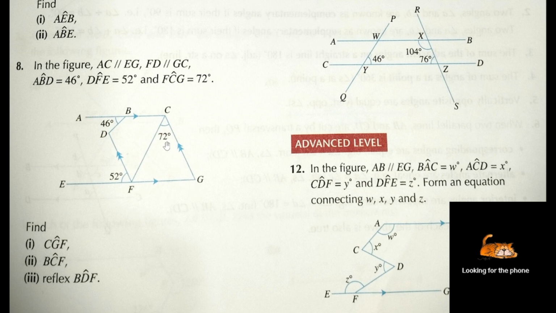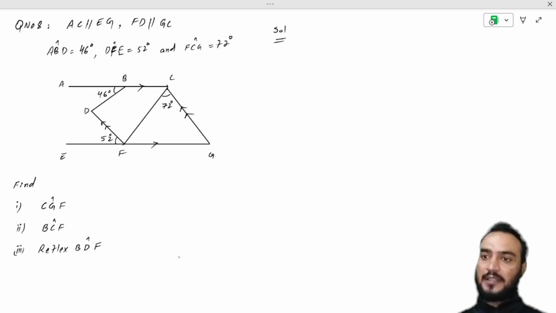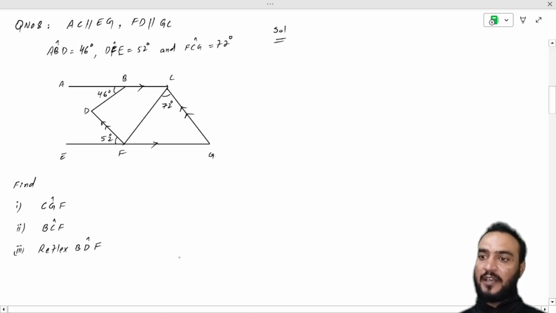So we are given angles 72 degrees and 52 degrees at point F and 46 degrees at point B. And we are asked to find the angle CGF first, then BCF, and the reflex angle BDF. So let us move to solve these angles. Here we have the diagram where AC is parallel to EG and GC is parallel to FD. First of all, in part 1, we have to find the angle CGF.